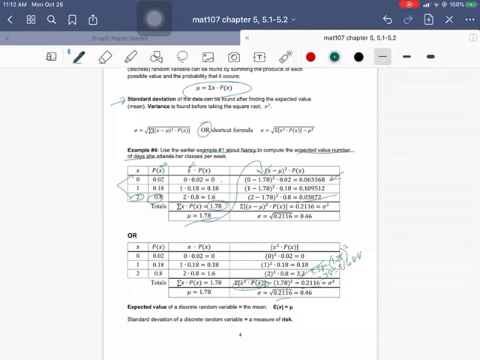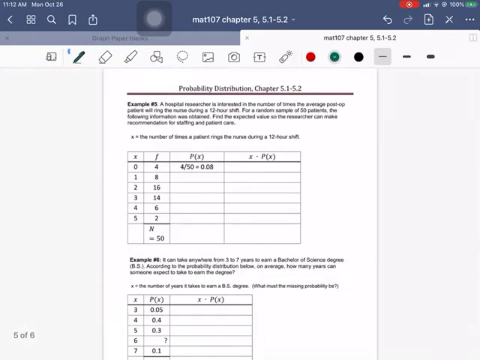Okay, just to remind you that the expected value of a discrete random variable is the mean. Sometimes it's referred to like that. The standard deviation of a discrete random variable is the measure of risk, how much it varies. Okay, so let's try another one all by ourselves.